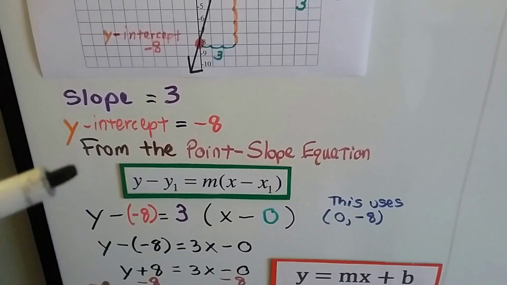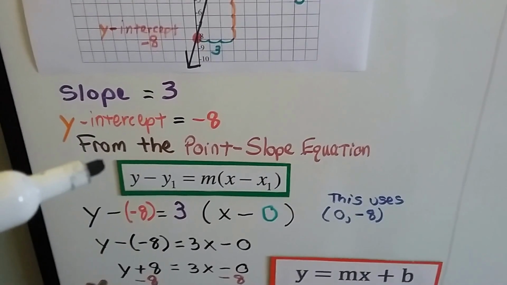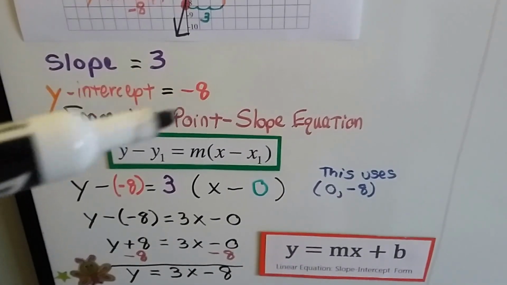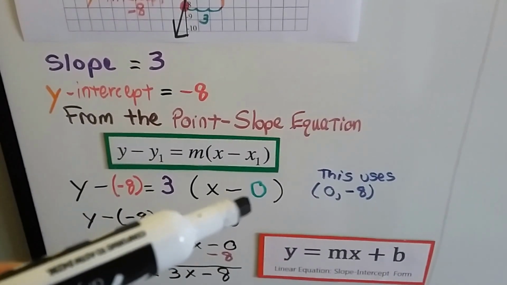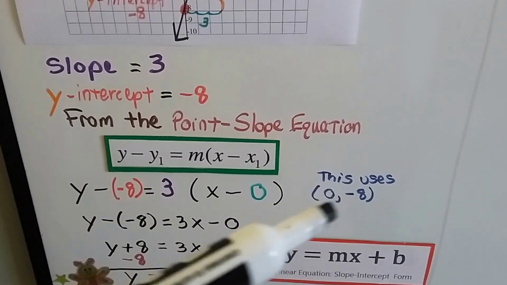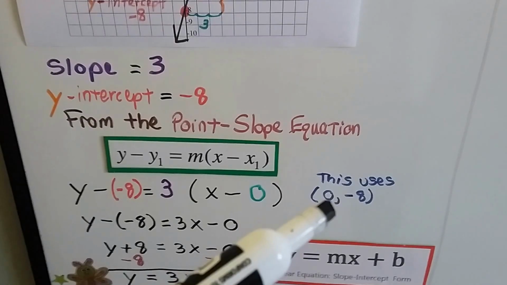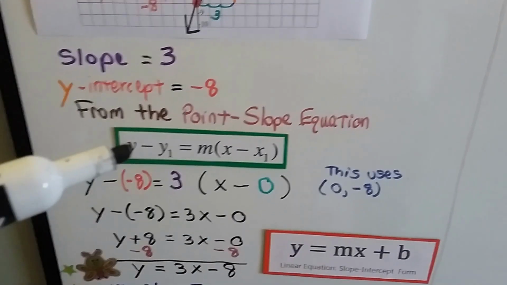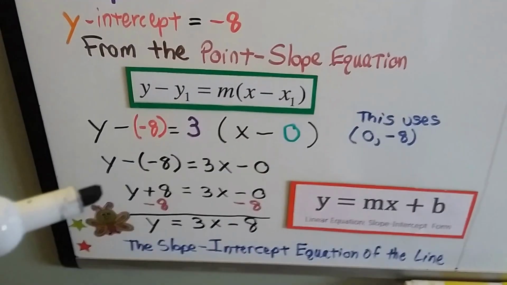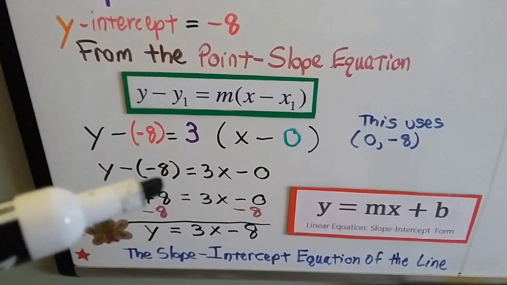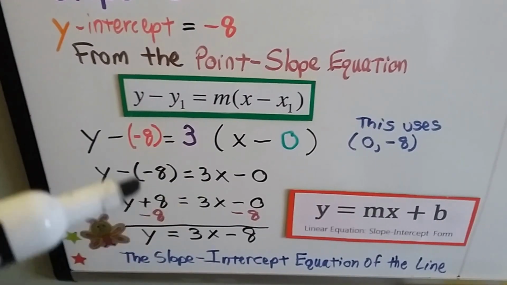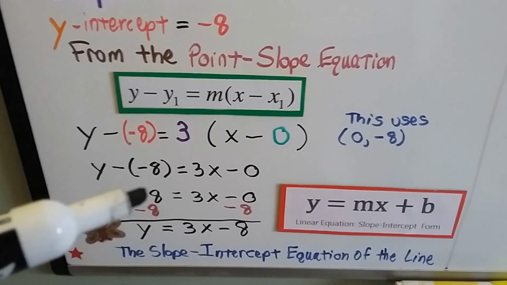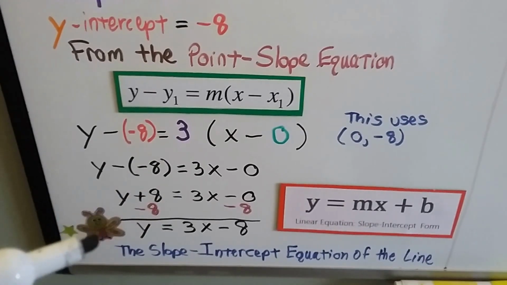From the point-slope equation, this equation that we've been talking about in the last couple videos, we can plug these values in. We'll use a 0 for x, and we'll have an ordered pair of 0 and -8. Plug it into this point-slope equation, and we get y minus a -8 equals 3x minus 0. This is going to make a positive, isn't it? When you subtract a negative, you add the opposite, so we have y plus 8 equals 3x minus 0.